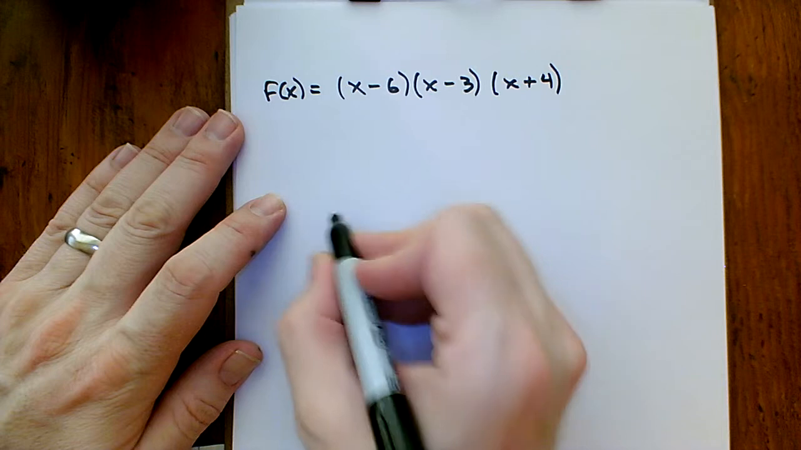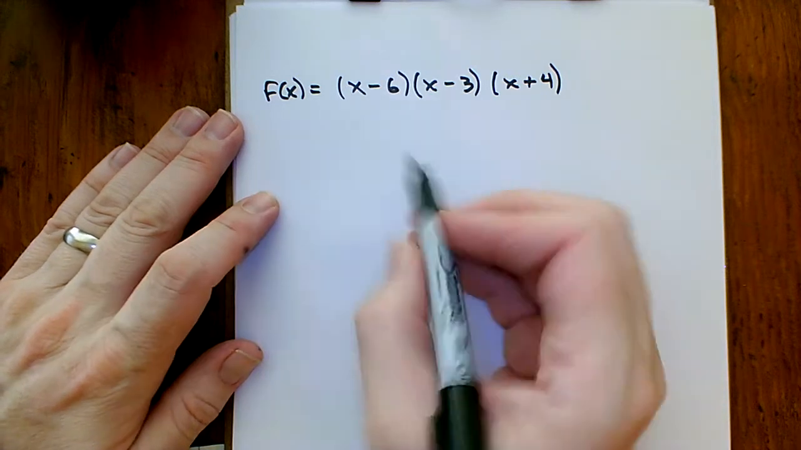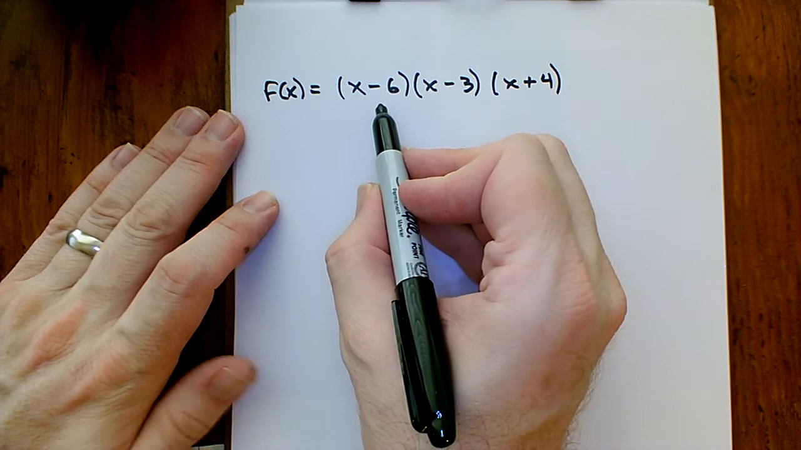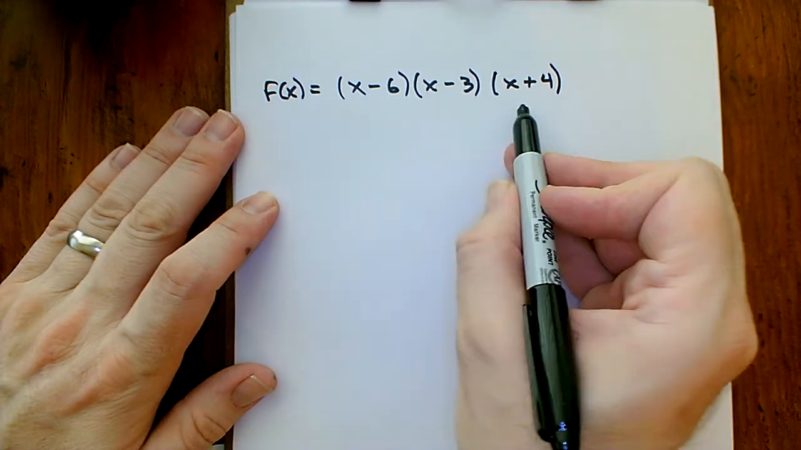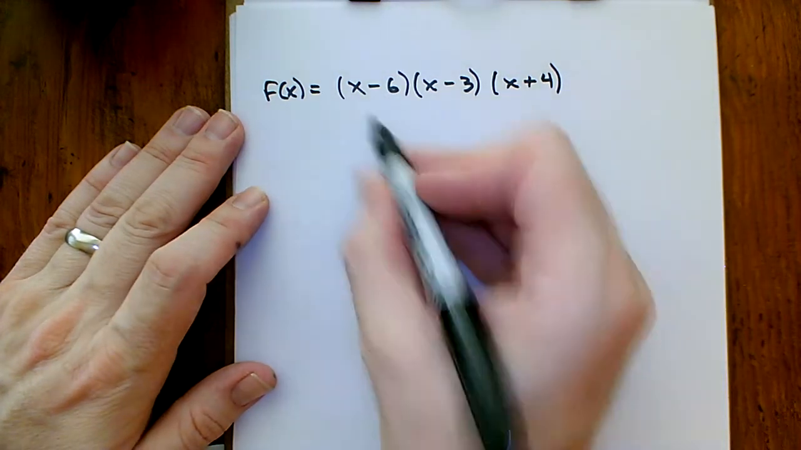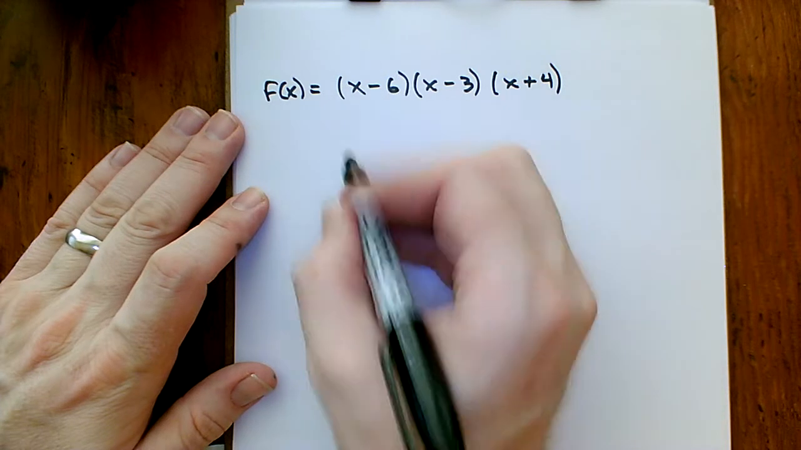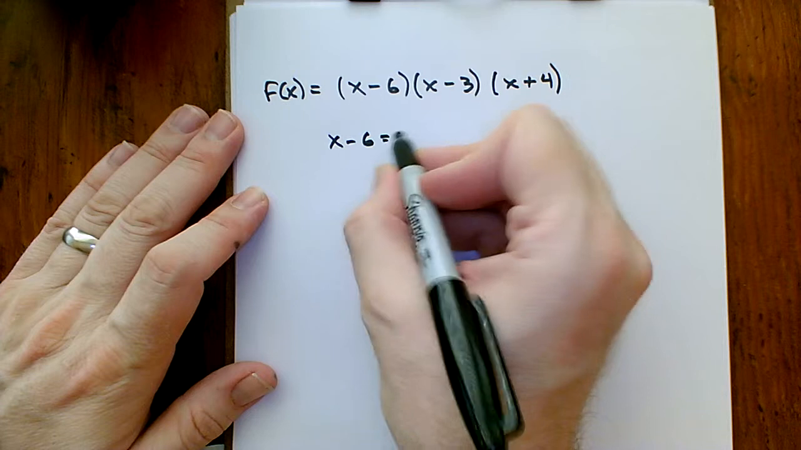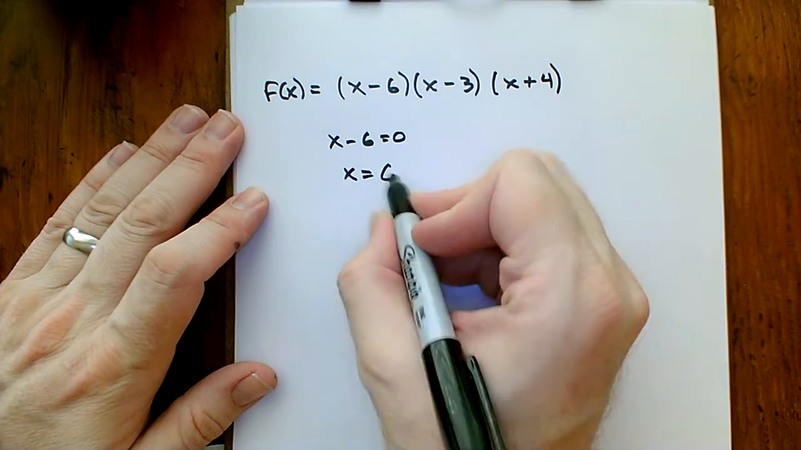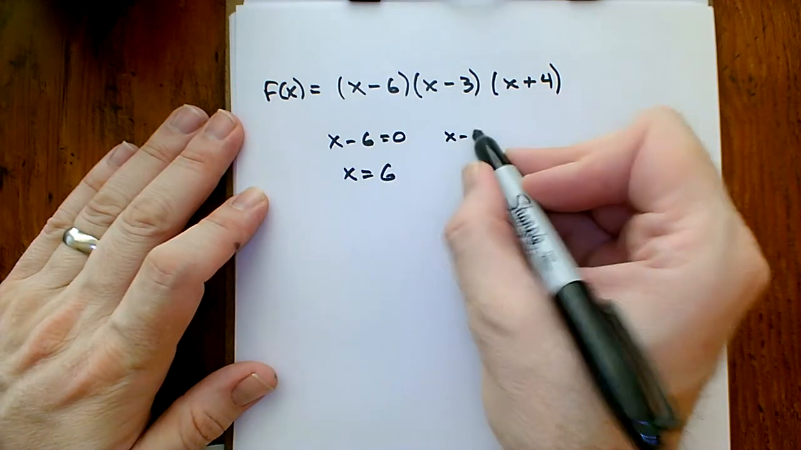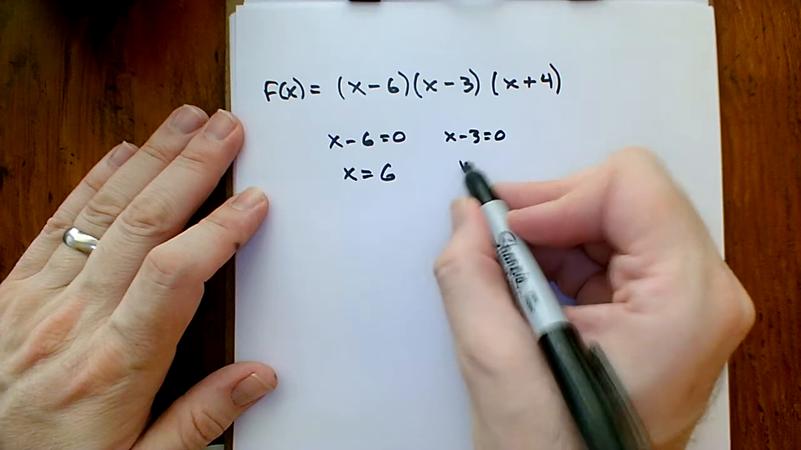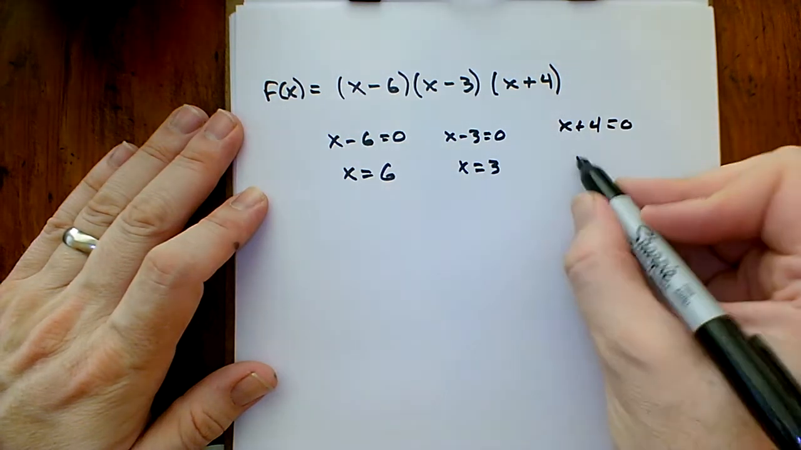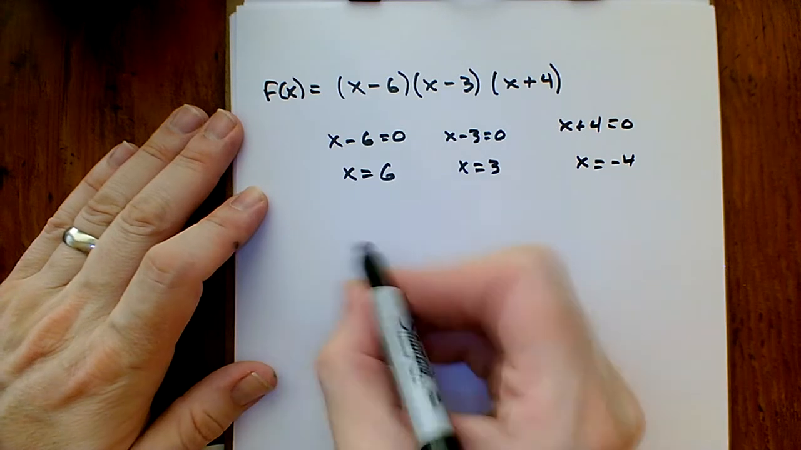Now, from this, I'm going to make up a sign chart to figure out what the overall value of my function is, if it's positive or negative. So first of all, let's figure out our zeros. I hope it's fairly clear that from x minus 6, I will have a 0 at 6. From x minus 3, I will have a 0 at 3. And from x plus 4, I will have a 0 at -4.